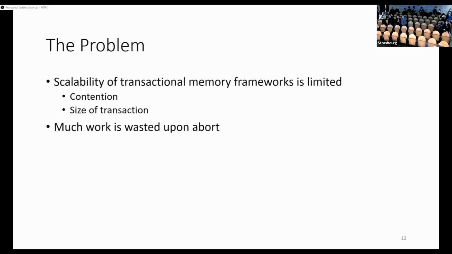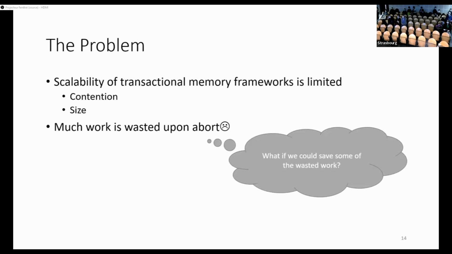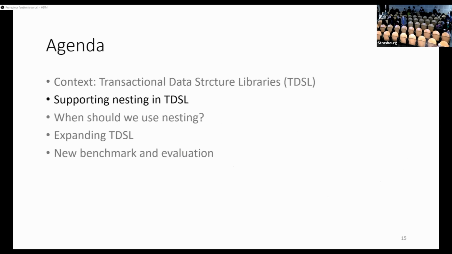The problem with transactional memory is basically a scalability issue. We don't see a lot of use of STM because when there's a lot of contention or when transactions become longer, transactions tend to abort a lot, and when they abort, they waste a lot of work, and then we feel it in the performance. What we try to understand is if we can save some of this wasted work and perhaps do something better with the time. So this is where nesting came to our rescue in a sense.